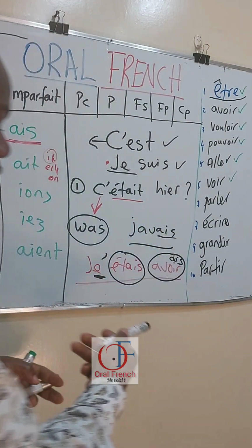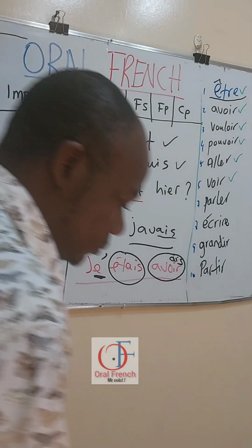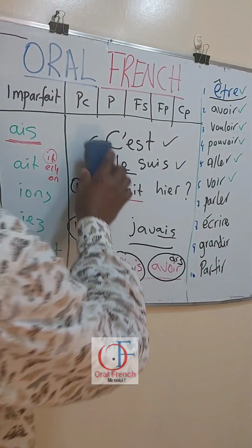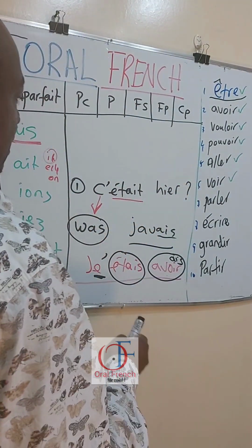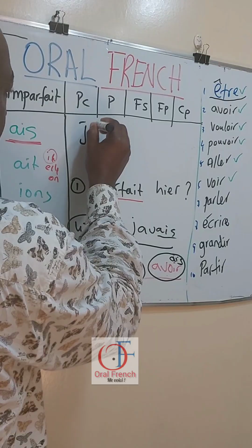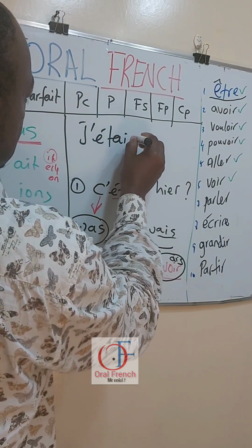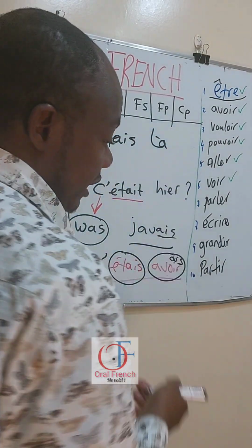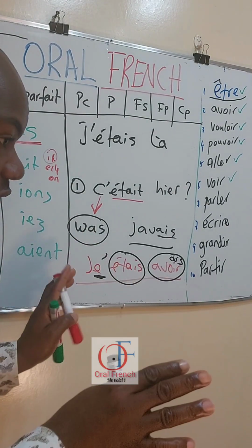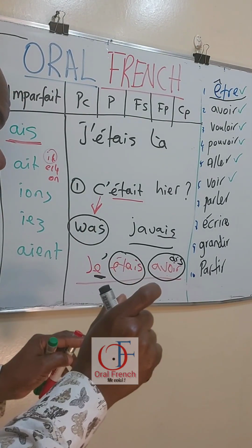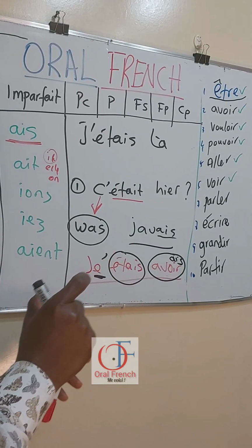I'll clean this and put it so that you can see clearly. So I can say j'étais là. J'étais là or j'étais là-bas. I was there. I've not put any other verb, just was. I was there.